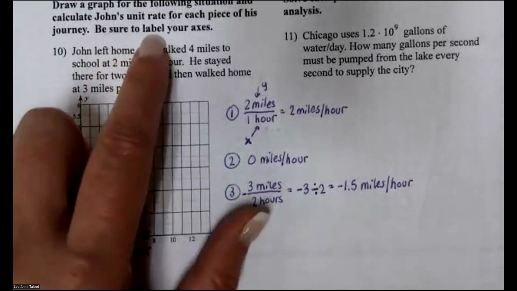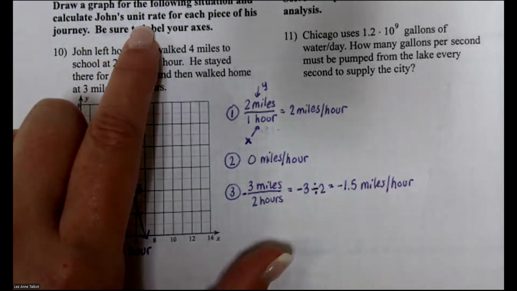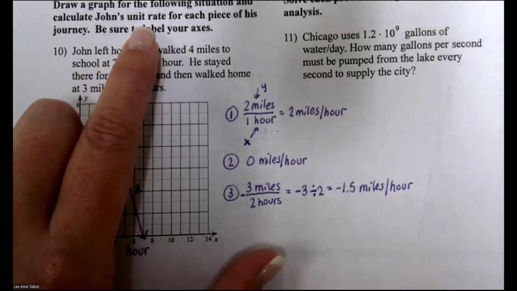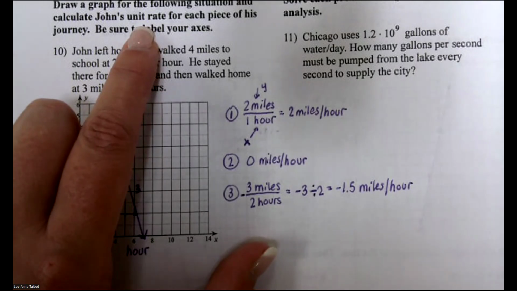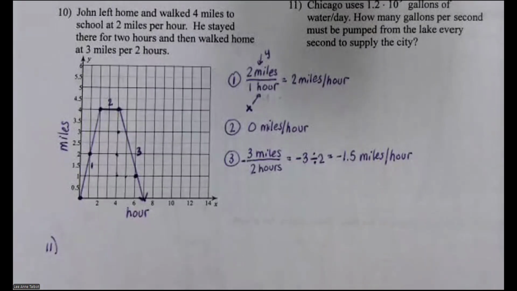Okay, so remember, the words unit rate mean slope with units. Again, unit rate means slope with units. So you're just finding the slopes and putting the units.